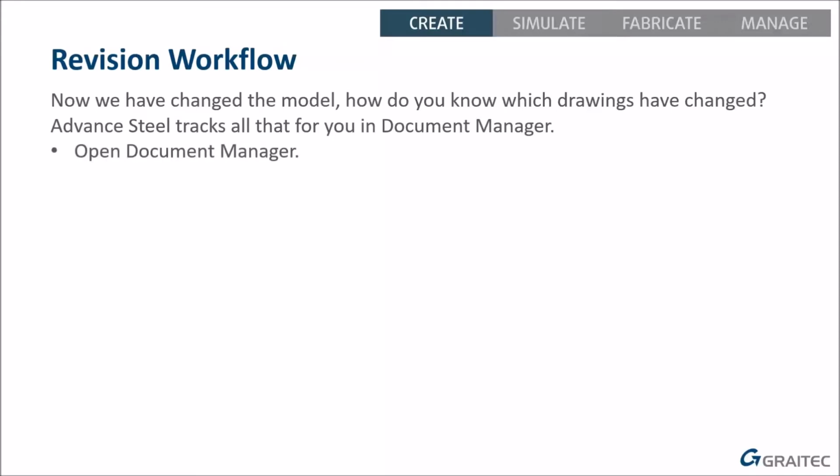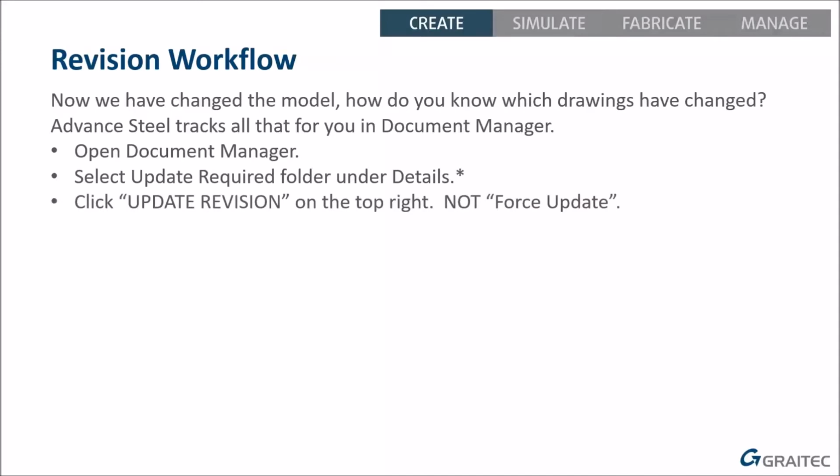So you're going to open Document Manager, and you'll have a folder there called Update Required under the Details folder. So you select the Update Required folder, and instead of clicking Force Update, whatever you do, don't click Force Update. Force Update will bring the drawing up to date, but it won't record any changes on the drawing, so you won't know which ones are new, which ones are changed, what's happened in that drawing, what's different about it to what it was before. You must click Update Revision instead.